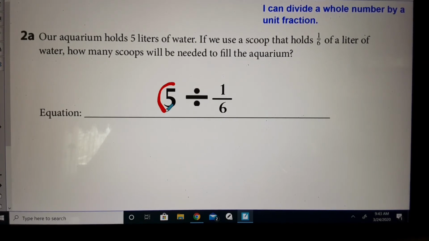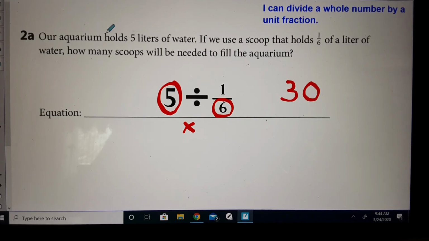Mechanically, we take our whole number and multiply by our denominator. And 5 times 6 is 30. So we would need 30 scoops to fill the aquarium. Because each 1/6 is not a whole liter, it's only one piece of a liter, we would need 6/6 or 6 scoops to make 1 liter, and we would need to do that 5 times. So we wind up doing 5 6 times, or 6 5 times, to be 30.